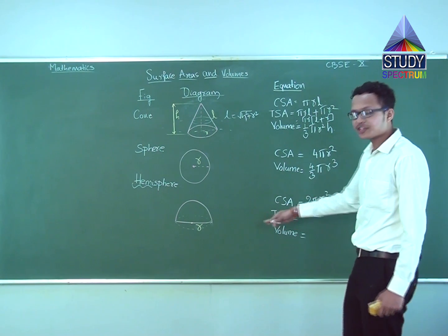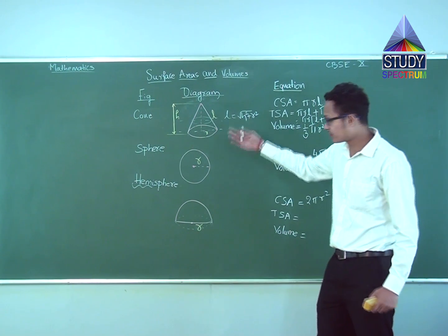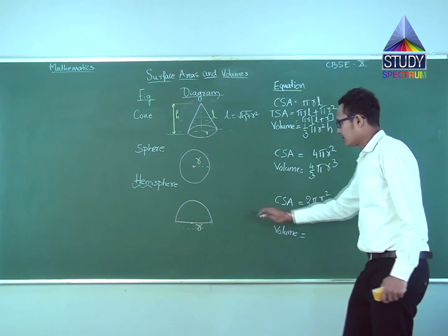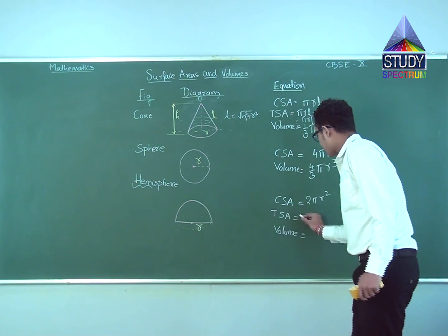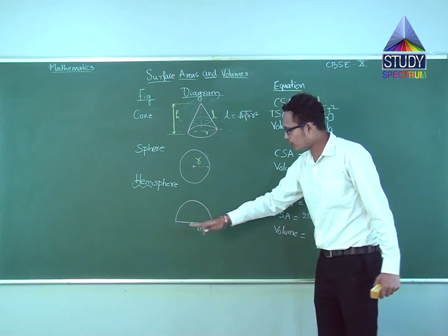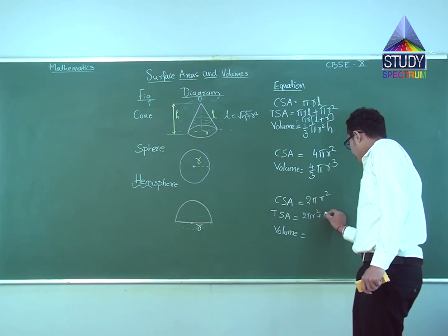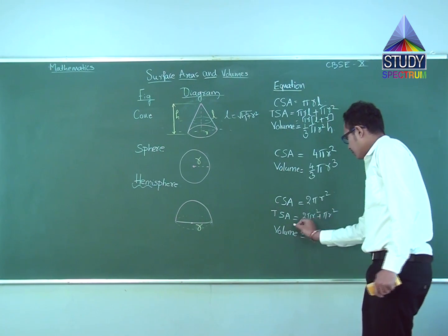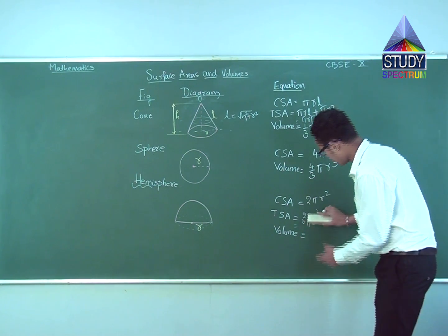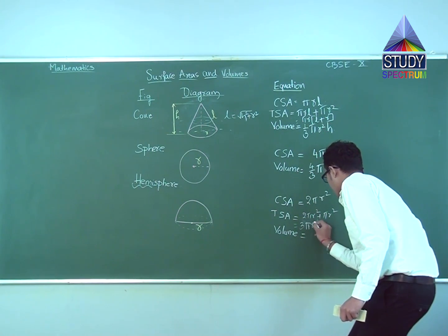Well, we have an additional parameter for total surface area, right? Just like mentioned in the previous figure, we have to add the base or the bottom area, which is curved surface area plus bottom area. 2 pi r square plus the bottom face, which is in the form of a circle with area pi r square. So this is equal to 3 pi r square.